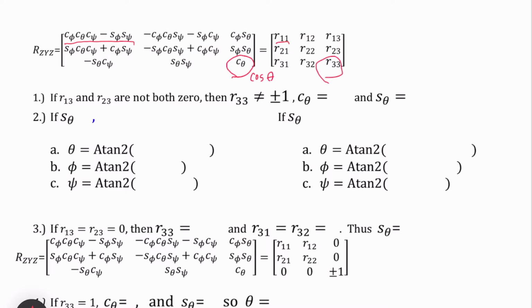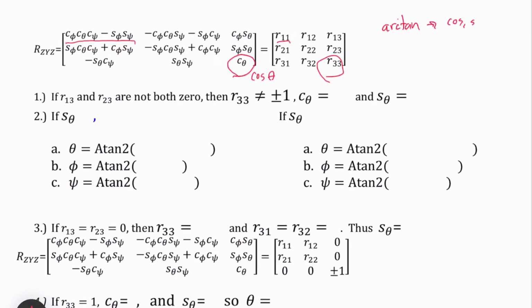So R33, that's where we're going to start, because from there, we directly know what the cosine of theta is. Now what we'd like to know is if we could use that inverse arctangent. For inverse arctangent, we need the cosine and the sine. And so the next thing to look for is where do we see the sine of theta?